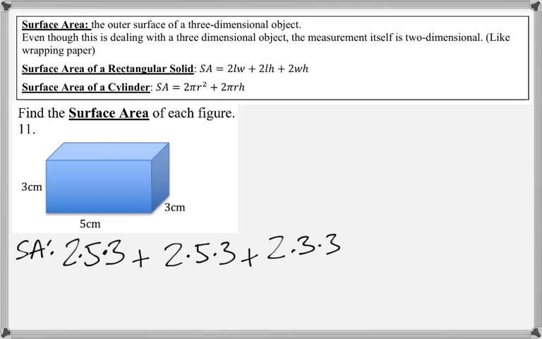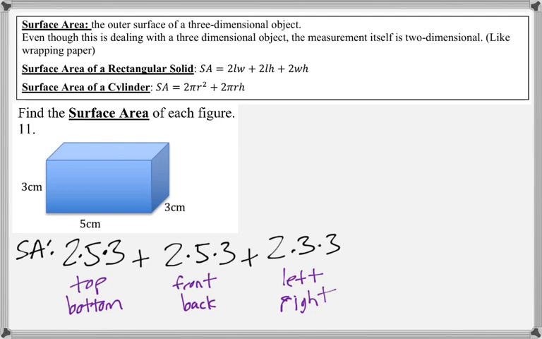So the length times the width, this is giving us both the top and the bottom. So that's why we need the 2 here. The 2 times the length times the height, this is giving us the front and the back of the box. And then the 2 times the width times the height, this is giving us the left side and the right side.